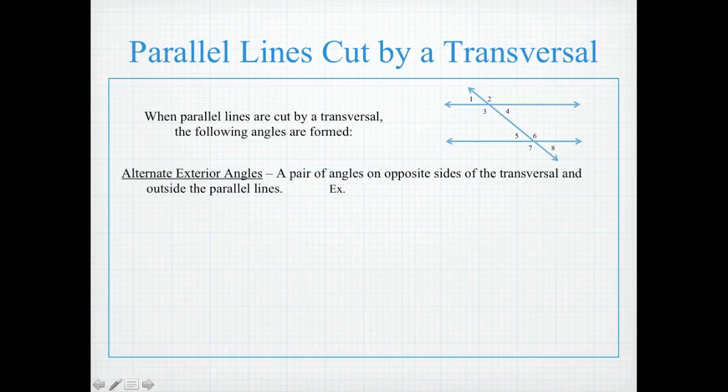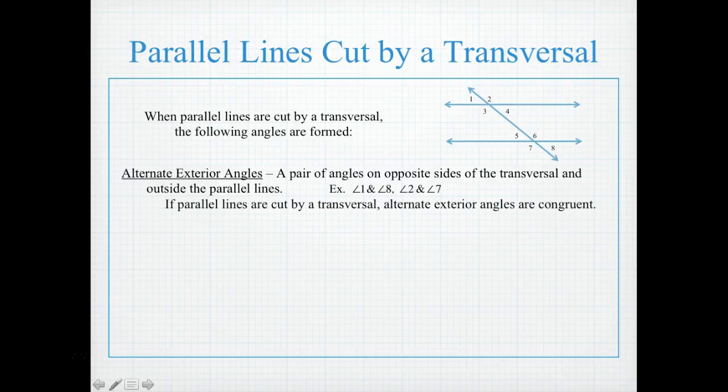Next, we have alternate exterior angles. Alternate exterior angles are a pair of angles on opposite sides of the transversal and outside the parallel lines. So in this case, angles 1 and 8 and angles 2 and 7 are alternate exterior angles. And again, if parallel lines are cut by a transversal, alternate exterior angles are congruent.